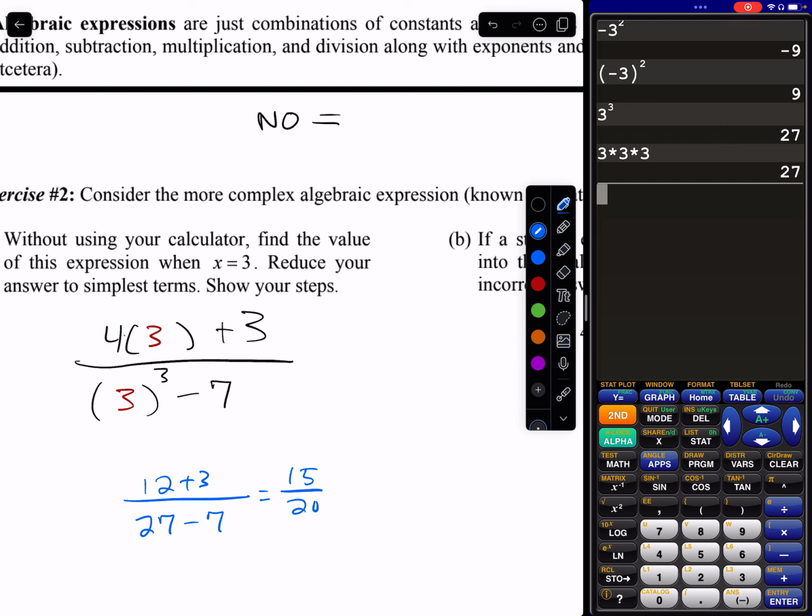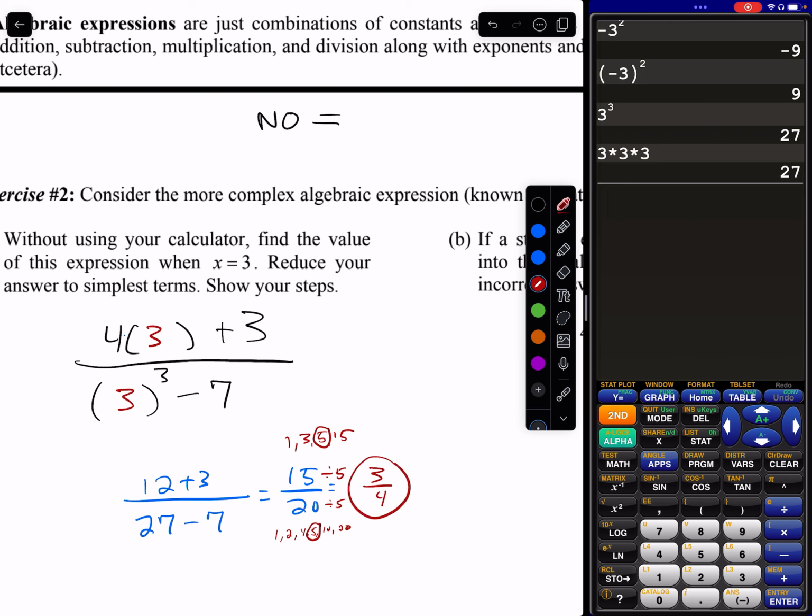And now we're going to simplify here. How would I simplify 15 over 20? Well, you have to find the factors of 15 and then the factors of 20. So 1, 3, 5, and 15. And then here we've got 1, 2, 4, 5, 10, and 20. So what is the highest value that goes into both of those numbers? 5 goes into both of those numbers. So we're going to divide by 5 to simplify it. So I've got 3, and then I've got 4. So that's going to be 3/4.